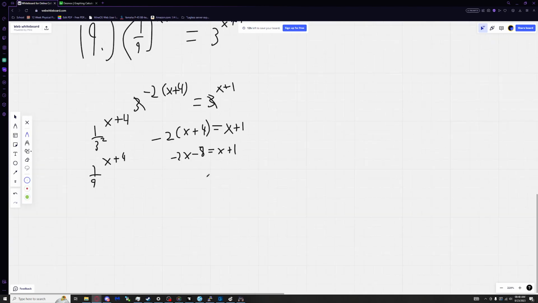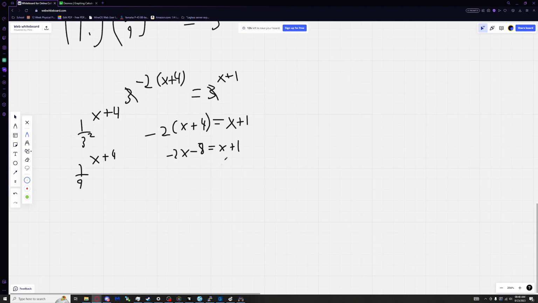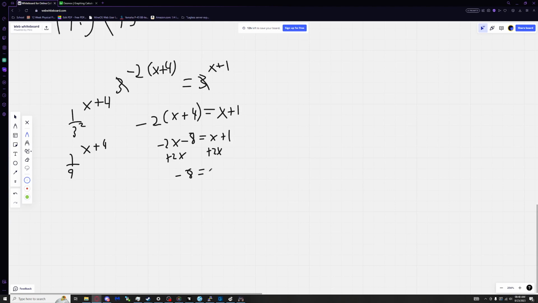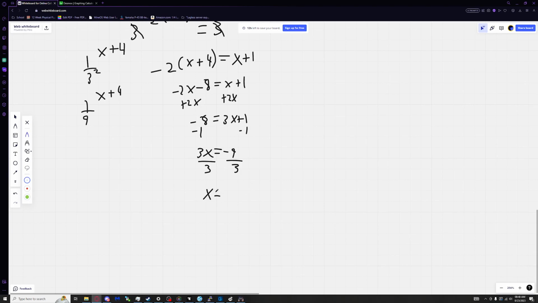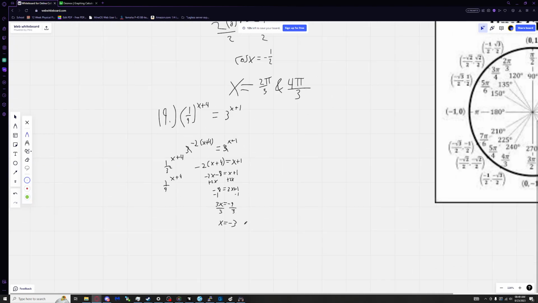Now getting the x's to one side, what we're going to do here is add 2x to both sides to get 3x. So let me make that simpler here. 2x, which gives us -8 is equal to 3x plus 1. And we're now going to subtract 1 from both sides to get 3x equals -9. Divide both sides by 3 to get x is equal to -3. Therefore, this equation here is solved for x, which is -3.